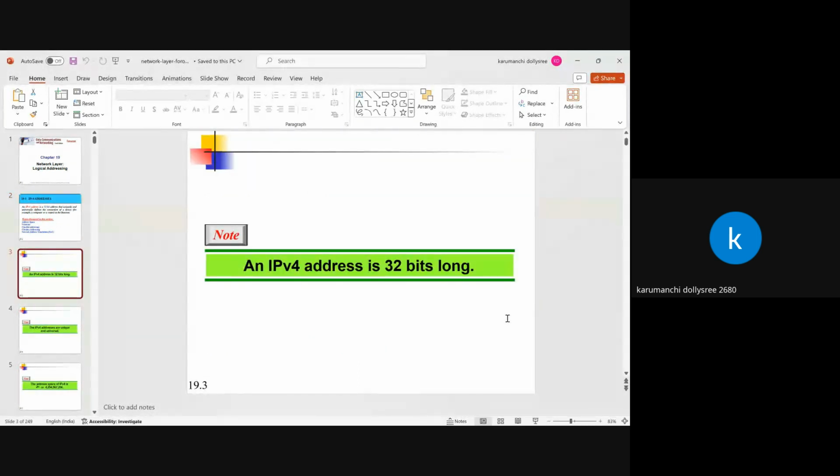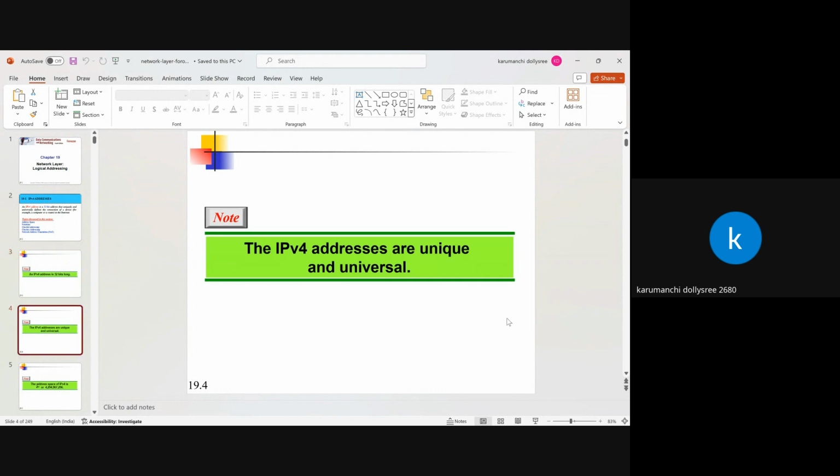We know an IPv4 address consists of 32 bits, right? Yesterday we have seen four octets, right? In each octet, it has 8 bits, that is 1 byte of data, right? So we know it is unique and universal.